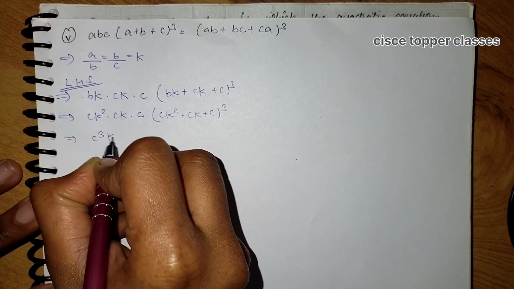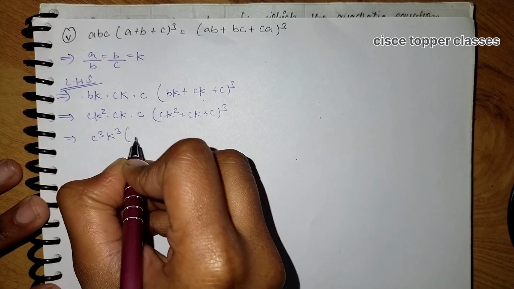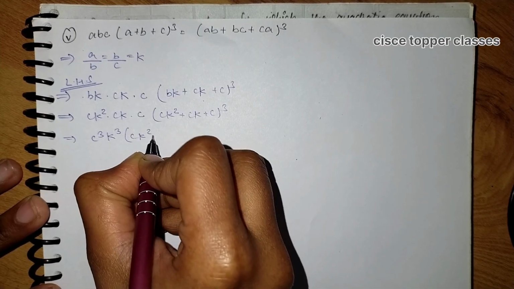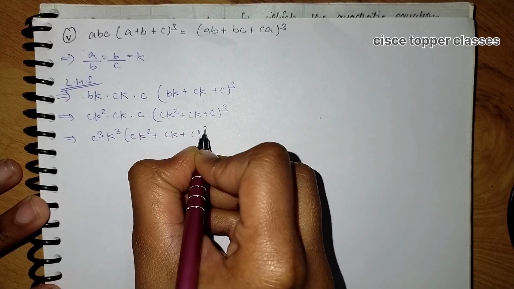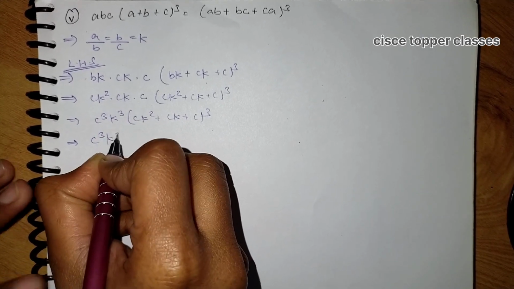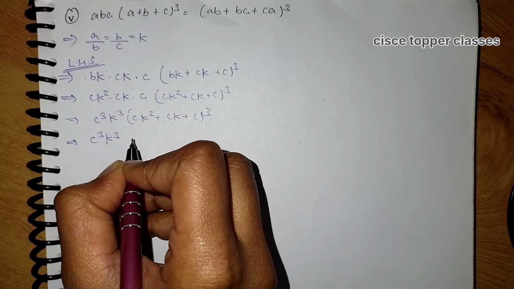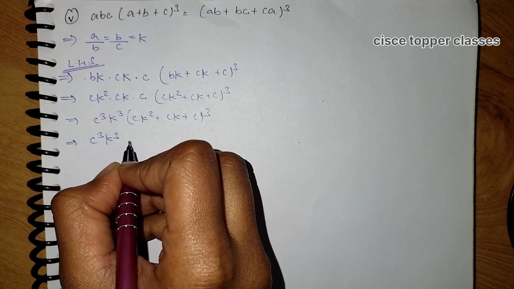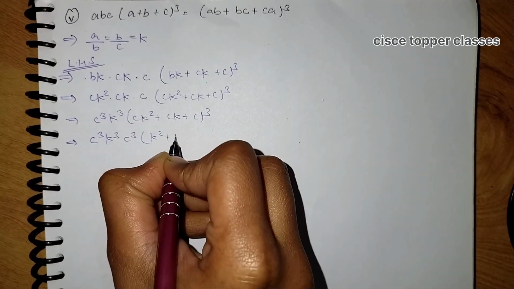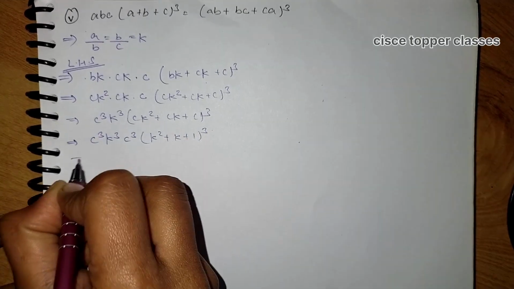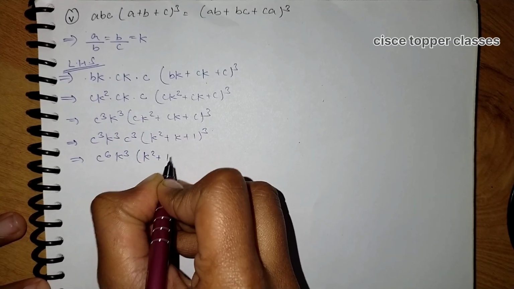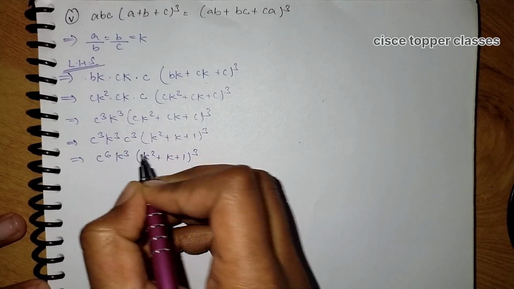Taking C cube K to the power 3, then here it will become CK square plus CK plus C whole cube. We can take common here C cube. So C cube K cube. On taking common here C cube, this will be K square plus K plus 1 whole cube. C to the power 6 and K cube, K square plus K plus 1 cube, we are getting in the LHS part.